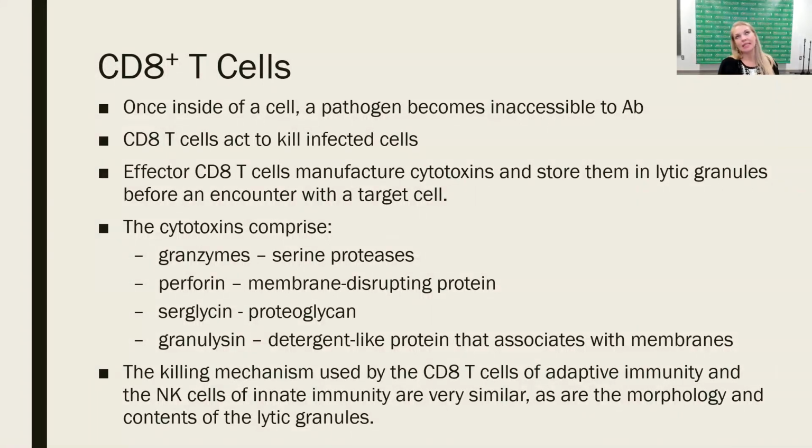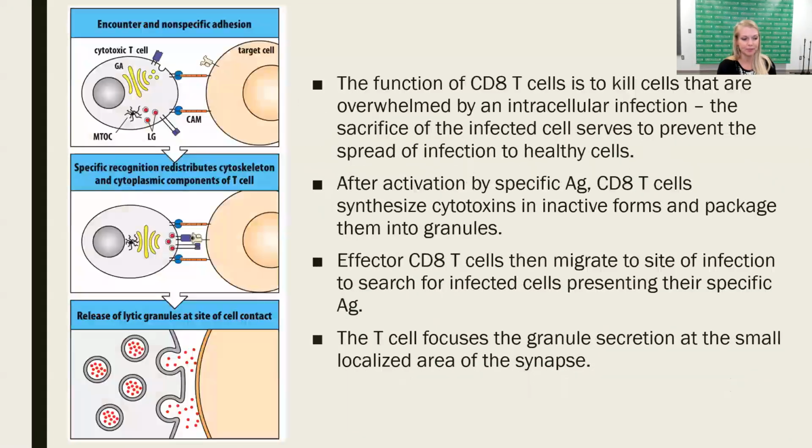But this killing mechanism that CD8 positive T cells use is very much like what we saw with NK cells and the lytic granules that they used to kill altered cells or virally infected cells. So NK cells and CD8 positive T cells are very similar in their effector functions, because it's just to kill. That's the natural killer cell, the cytotoxic lymphocyte. They are there to kill cells.